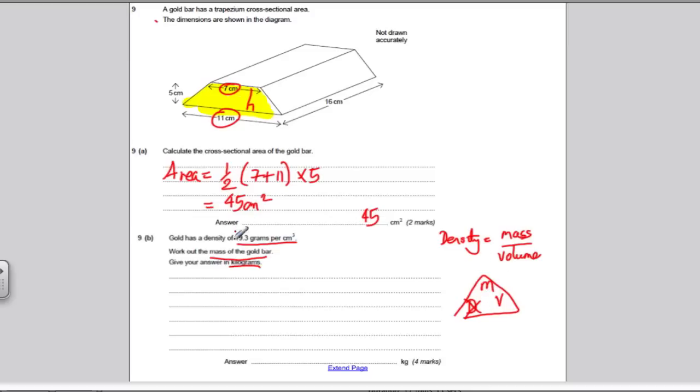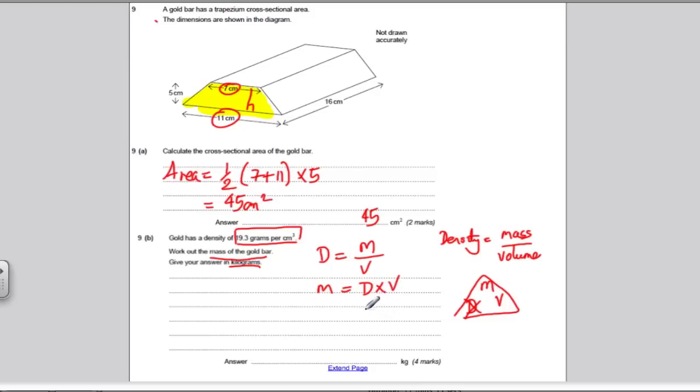Or better still, look at the unit. It tells you density is grams per centimetre cubed. Per means divide. You get for free that density is grams, which is mass, per, which means divide, by volume. So rearranging, mass must be density times volume.